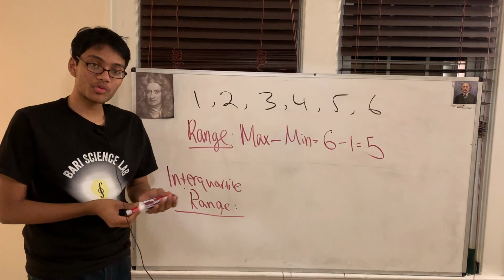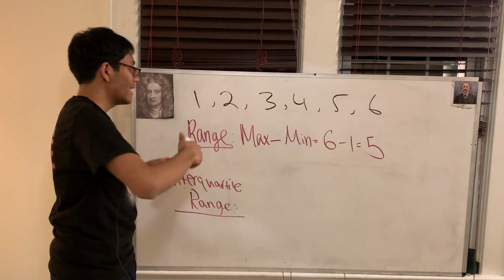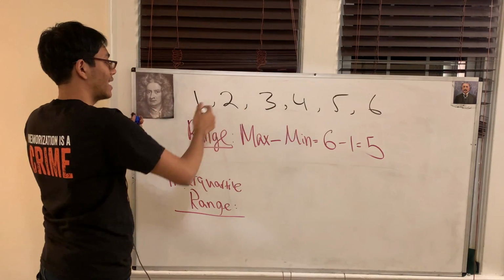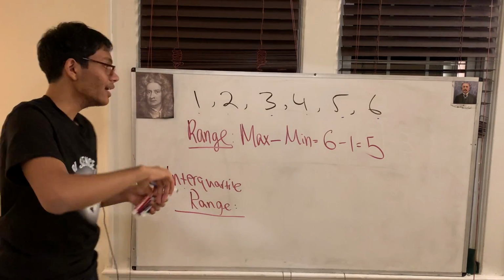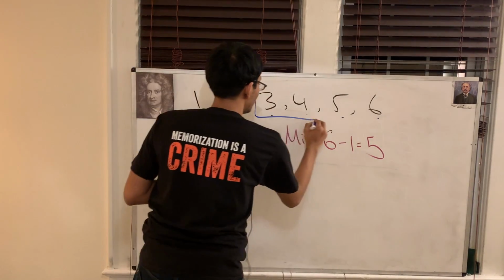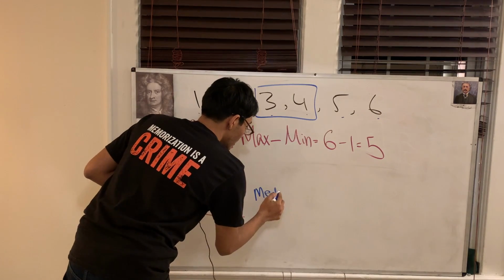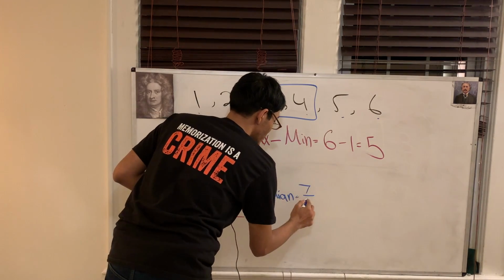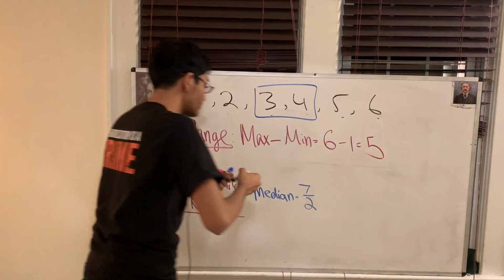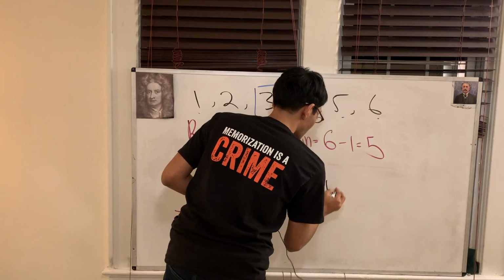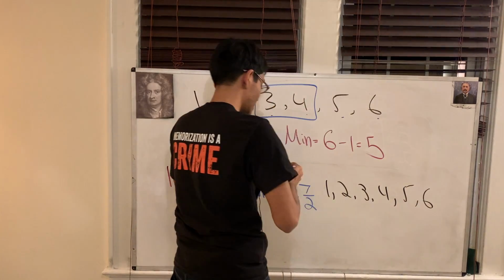Well, first and foremost, we're going to take a look at the median. What's the median of this data set? How many data values does it have, even or odd? 1, 2, 3, 4, 5, 6. Even. So take the average of your middle values. That means my median is 7/2 or 3.5. That is the median of this data set.